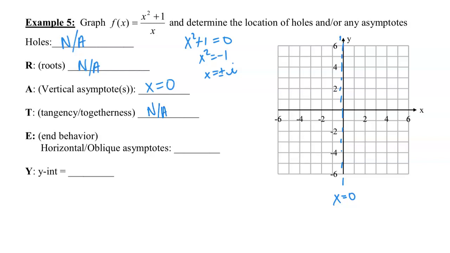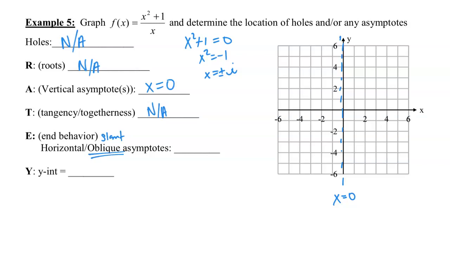Now, end behavior: horizontal or slant asymptote. Hopefully I maybe have not said that to this point, but oblique just means the same thing as slant asymptote. Well, here we are bigger on top, and we are bigger on top by 1. And so therefore that means I'm going to have a slant or oblique asymptote.